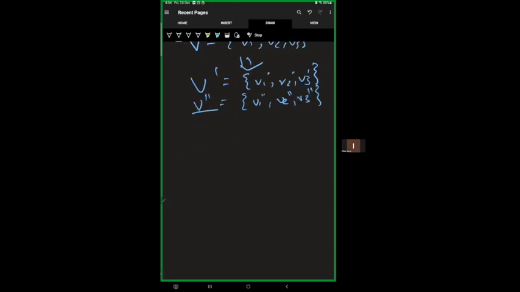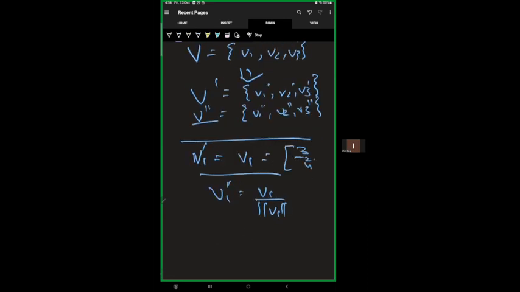Now, as mentioned in the algorithm, since we first need to calculate v1 dash, we take v1 dash equal to v1. That is simple, and we can obtain v1 double dash as v1 upon norm of v1. v1 is equal to 3, -2, 4, and the norm of v1 is equal to root of 9 plus 4 plus 16, which is root of 29. So v1 double dash is equal to 1 upon root 29 times 3, -2, 4.